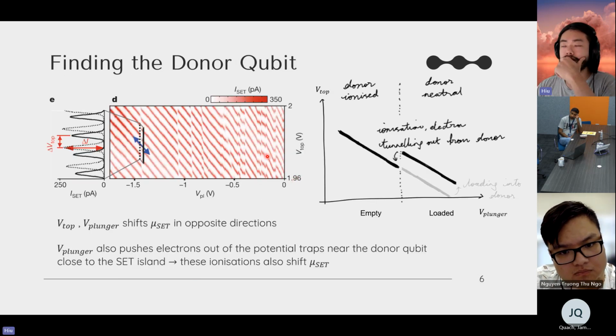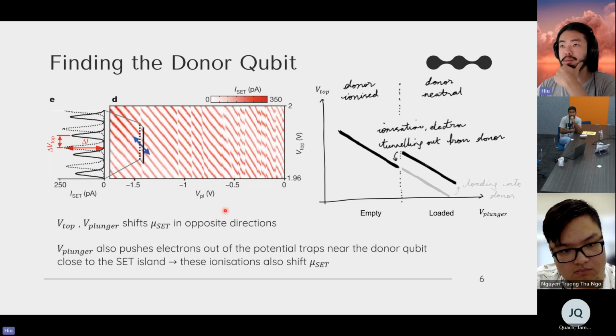And there are actually a lot of electron traps around the donor qubit, because the qubit is located very close to the silicon oxide layer, which is next to the SET island, and there are many electron traps around it. So that's when you see these breaks, which I'll explain in a bit.